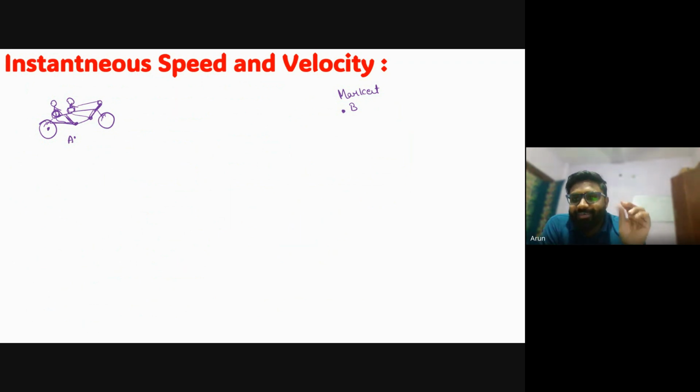So I have told you that 20 kilometers is the distance between your house and the market. Got it? So 20 kilometers is the distance divided by the time that you have taken. So you got a velocity that is the average of all the velocities that you are moving with. That particular speed you are going to tell me is the average speed or average velocity that we are moving with.